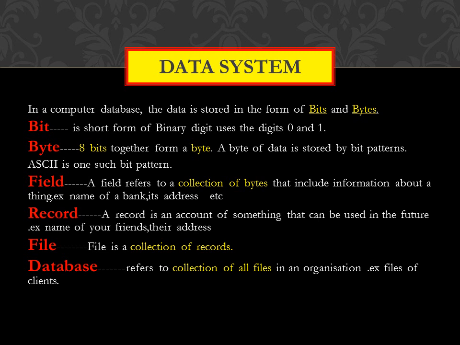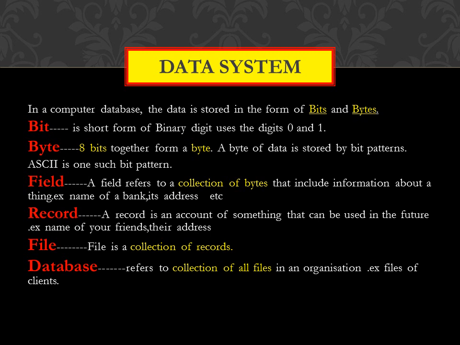It includes the information about a particular thing. For example, we have the name of the bank, so that is a field of the bank. It might be having a collection of bytes in that. Now we have a record. A record is an account of something that can be used in the future, like the names of our friends and their addresses. That's a record that is kept by us for future content.